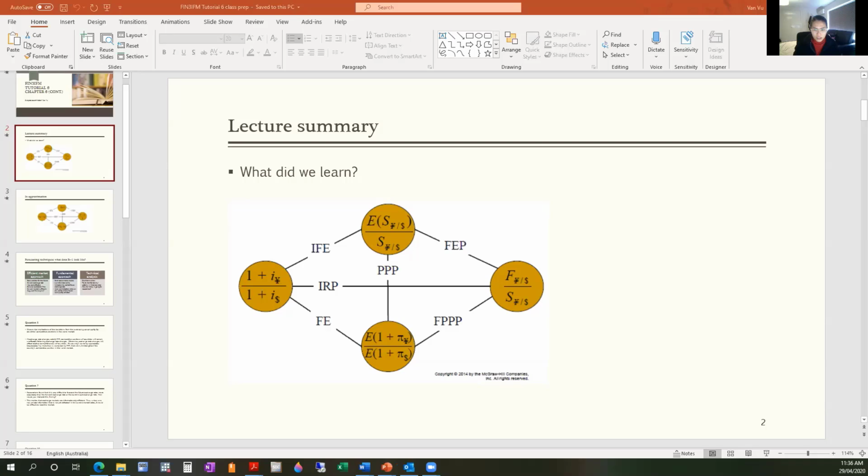Did we want to try again? I'm just going to relaunch the poll. I need a formula that relates to the expected spot rate because that's what I want in question B. Fisher effect? Yes, sort of. It's relevant in this question, but it would not help me to compute the expected spot rate.